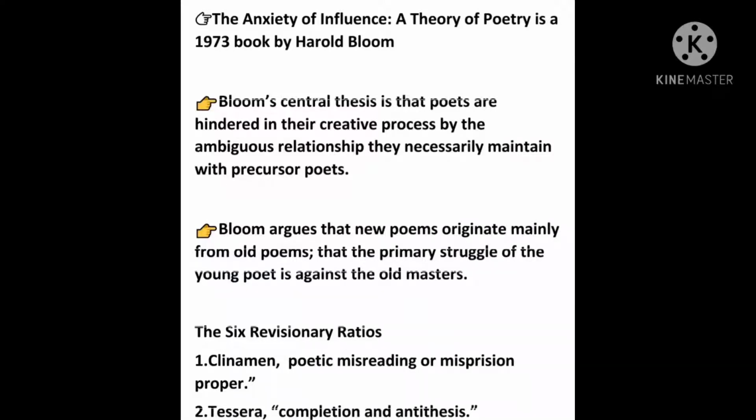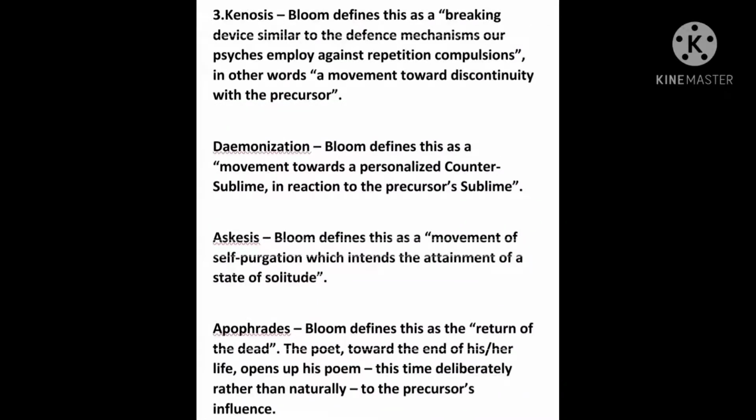And in this process, he gives the six revisionary ratios. Clinamen, which means poetic misreading or impression proper, which was asked in the question. The next one is tessera, which means completion and antithesis. The third one is kenosis. Fourth is daemonization, fifth is askesis, and the sixth is apophrades. By these six revisionary ratios, Bloom defined the anxiety of influence. Okay, now come to the next question.